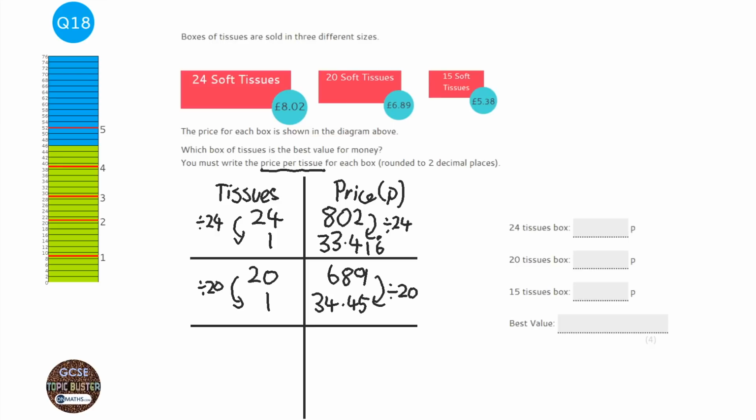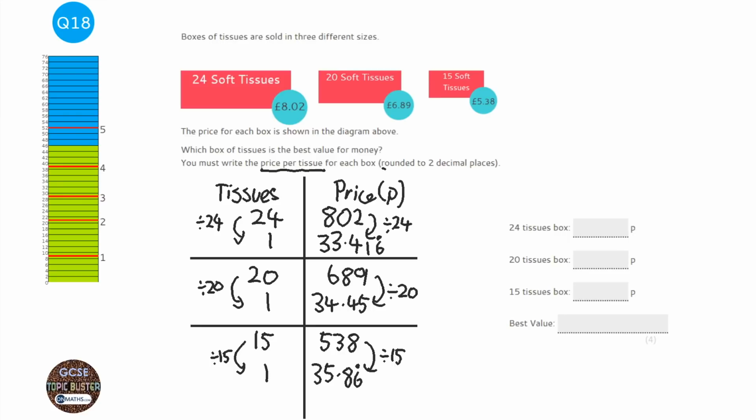Okay, and the last one, let's draw our line. So the last one's 15 tissues, and it costs 538 pence. So this time I'm going to divide both sides by 15 to work out one tissue. Okay, so 538 divided by 15, and this time I get 35.86 recurring.